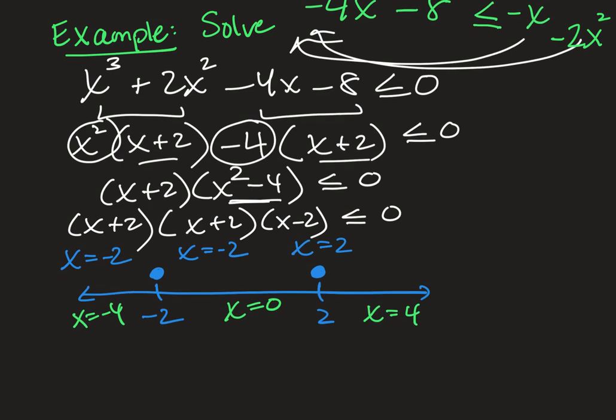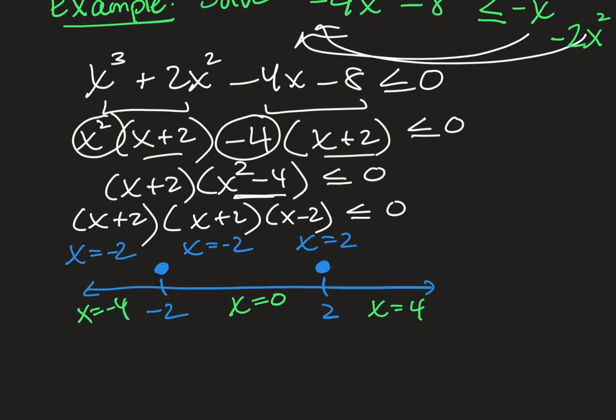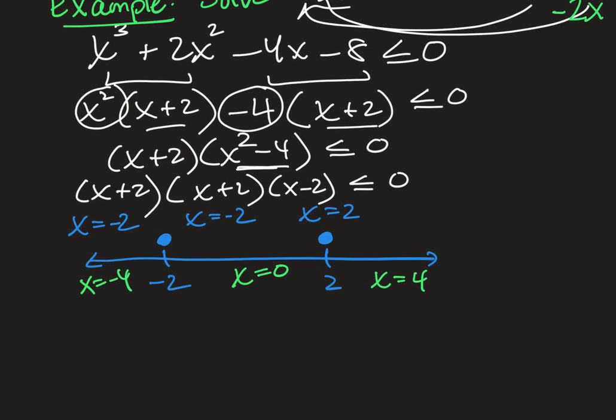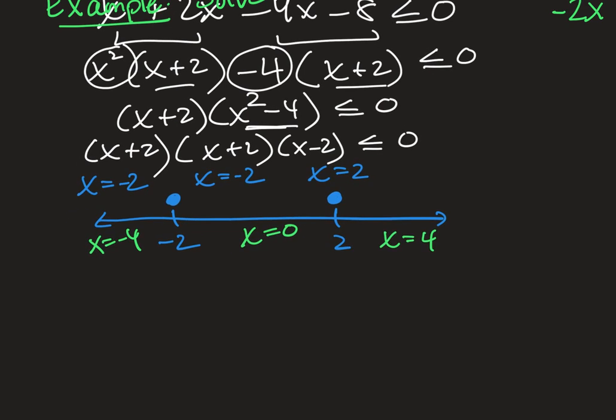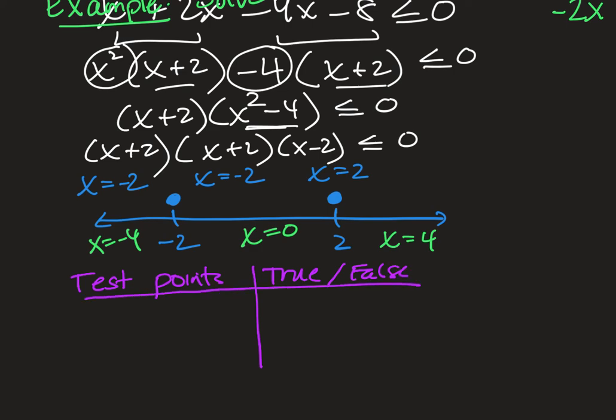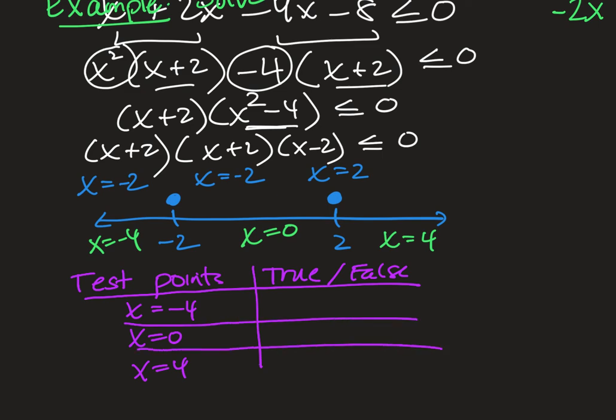Let me just move this up a little bit. We don't need that top part anymore. I just want to give some space here. All right, here are our test points. I'll just say true or false. I usually write yes or no, but I think your Open Math book probably says true or false. So we're going to test x equals -4, x equals 0, and x equals 4. All right, so let's just plug them in and see what happens.